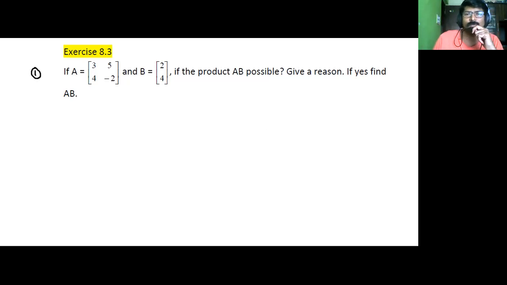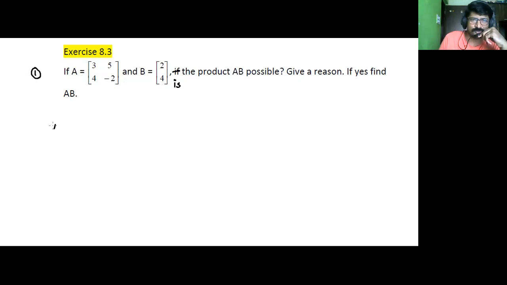Okay. So let's see this sum number 3 of today's class, or you can say exercise 8.3 sum number 1. So this is matrix A, 3 5 4 minus 2, and matrix B is 2 4. So if the product AB is possible, you will find it and give the reason if yes, and find AB. Is the product AB possible?